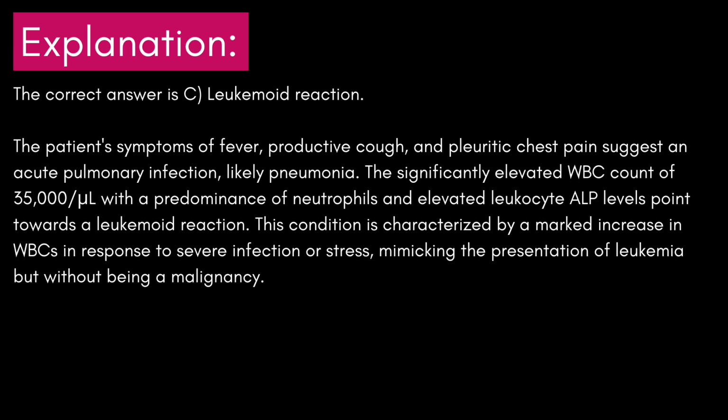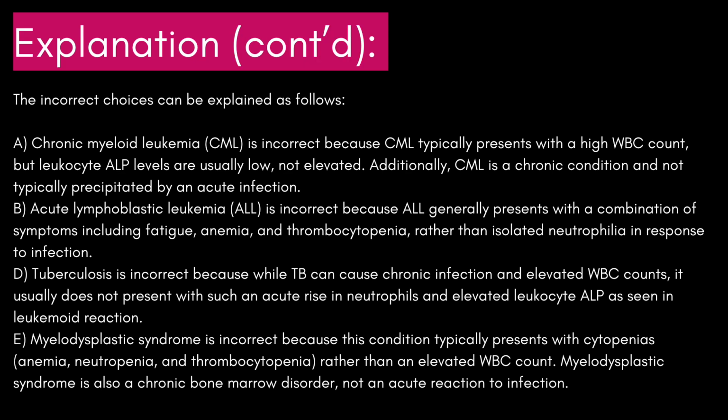All right, let's go ahead and see why the other answer choices are incorrect. The incorrect choices can be explained as follows. A, chronic myeloid leukemia, CML, is incorrect because CML typically presents with a high WBC count, but leukocyte ALP levels are usually low, not elevated. Additionally, CML is a chronic condition and not typically precipitated by an acute infection.